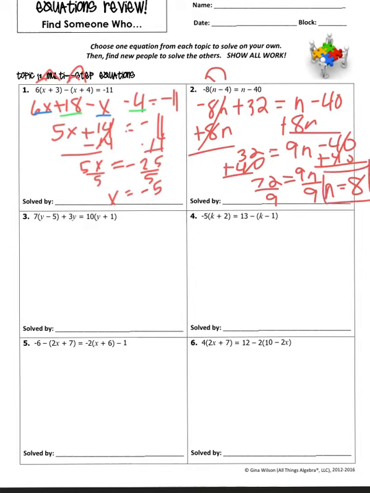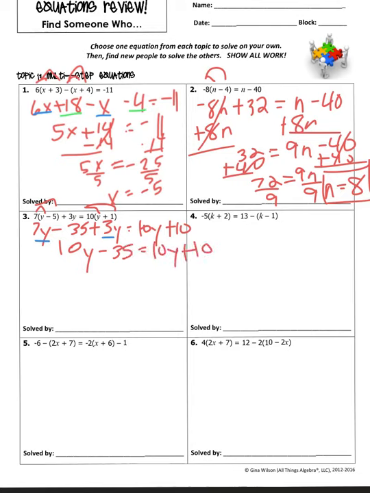Okay. Number 3. Distribute. 7y minus 35 plus 3y equals 10y plus 10. Combine like terms. 7y and 3y make 10y minus 35 equals 10y plus 10.